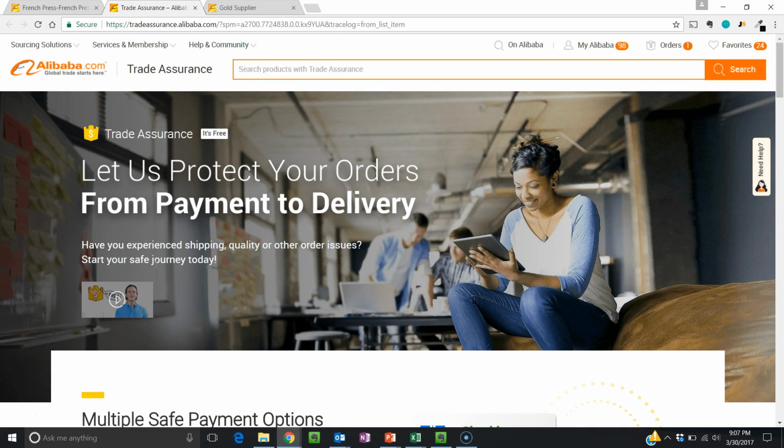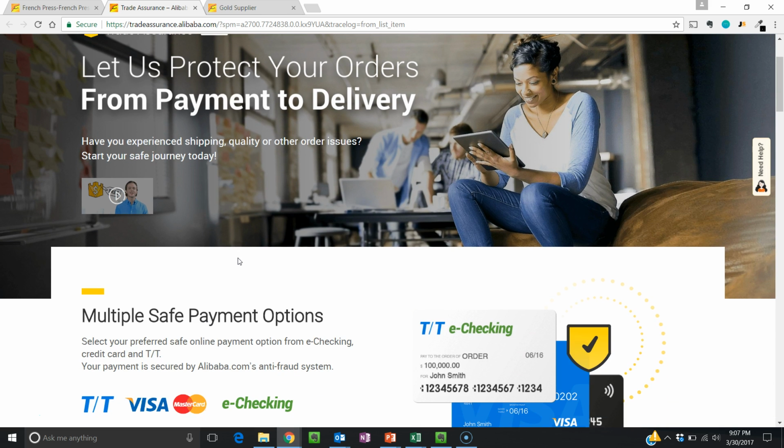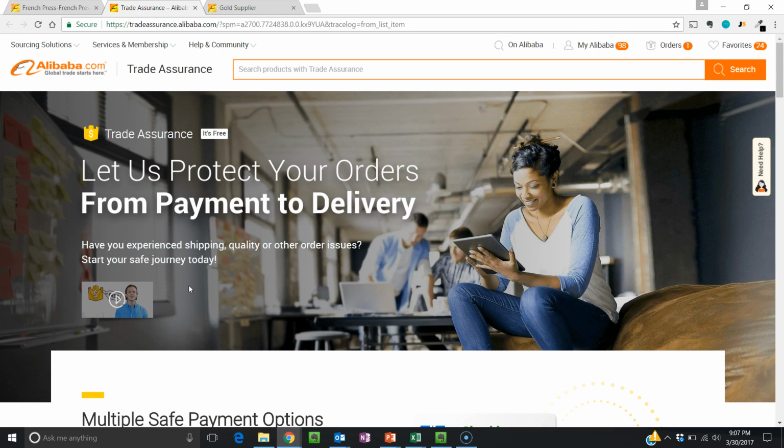It also basically allows you to rest assured that the supplier has gone through a little bit more of a vetting process, kind of like gold membership.